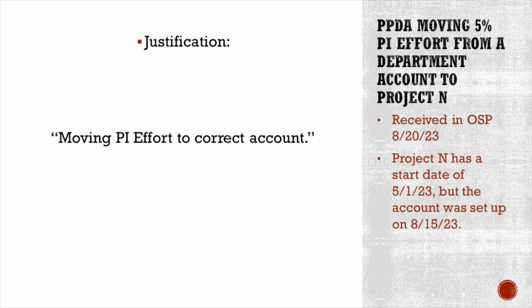For our first scenario, we've got a PPDA moving PI effort from a departmental account onto Project N at 5% effort for May through August. It was received by OSP on August 20th, 2023. Project N has a start date of 5/1/2023, and the account was set up on 8/15/2023. So the justification given is moving PI effort to correct account.